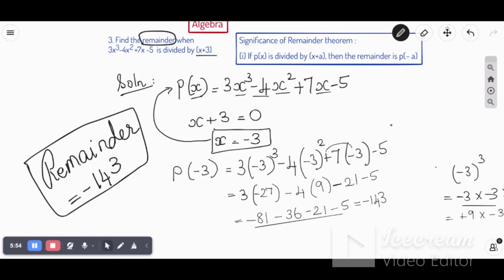I'll give a clear note of it in the next slide. If you don't understand this, you can make a reference to that. Hope you understood this question.